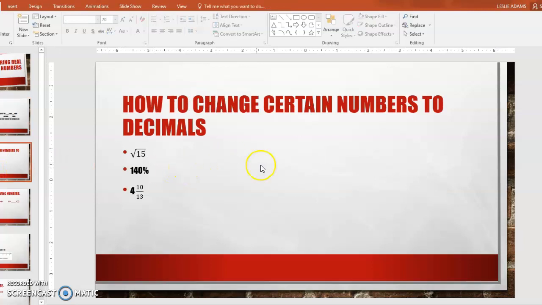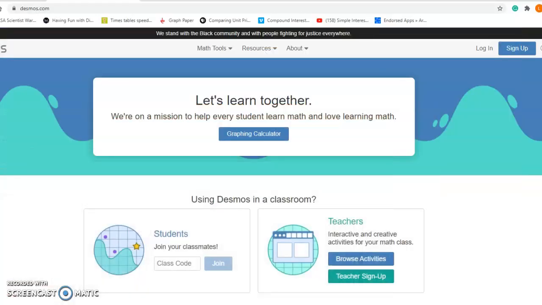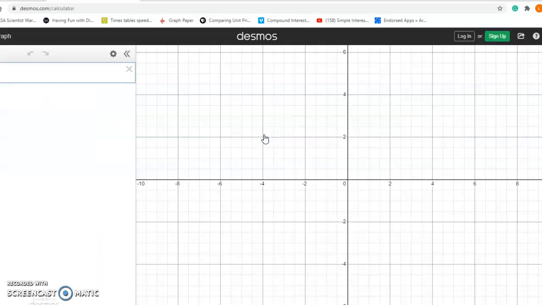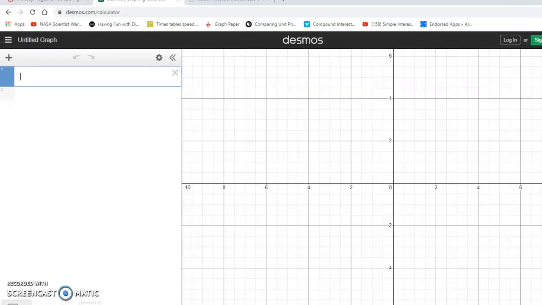Okay. So I want to talk about how to change certain numbers to decimals. We already talked about square roots and how to do that. So I'm showing you my decimal screen. You could use this as a basic scientific calculator or basic calculator on your phone as well. Everything I'm doing right now, you could do on your phone. But I'm going to go to decimals just because that's what we've talked about using.